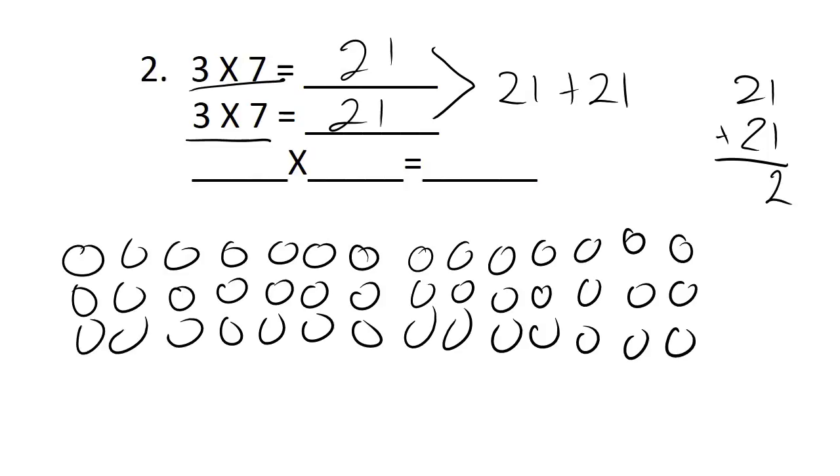1 plus 1 is 2. 2 plus 2 is 4. So we know 21 plus 21 is 42. So we know that that is what our product is going to be: 42. Now we need to figure out what times what they did.